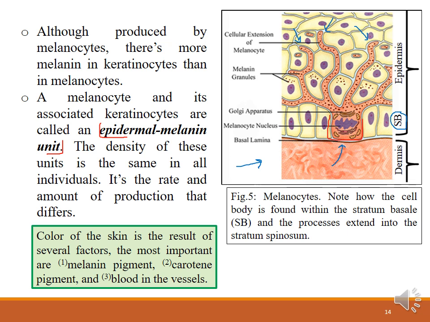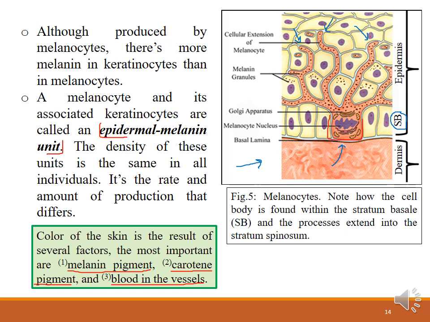The most important is melanin pigment, which is usually black. Keratin pigment is another important factor, usually an orange pigment. Also, blood in the vessels. Remember, there are no blood vessels in the epidermis, but they are found in the dermis. So what we are talking about is the blood in the dermal vessels.